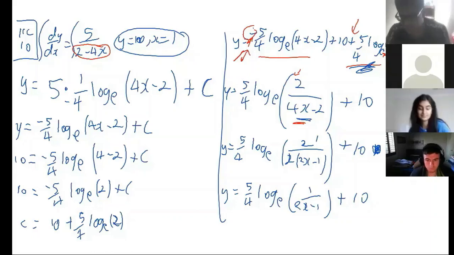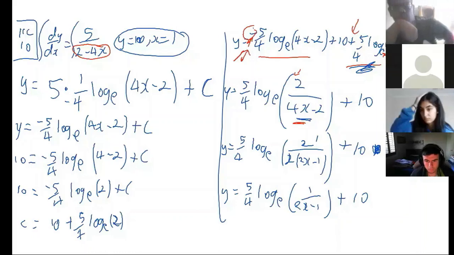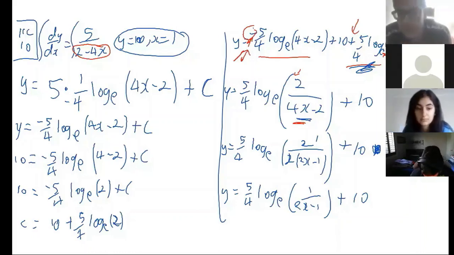Wait, one question. You know that negative at the top, the negative 5 on 4? Whatever happened to that? When you factorized it, where did it go? That negative there becomes this division part. Okay, so it's divided.